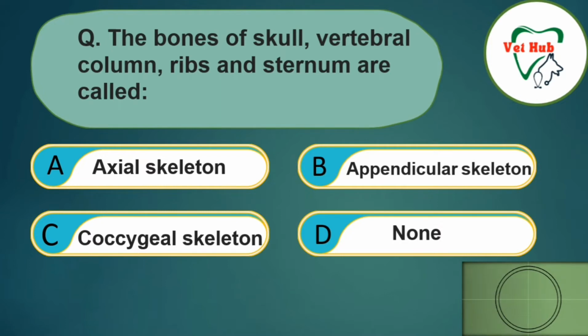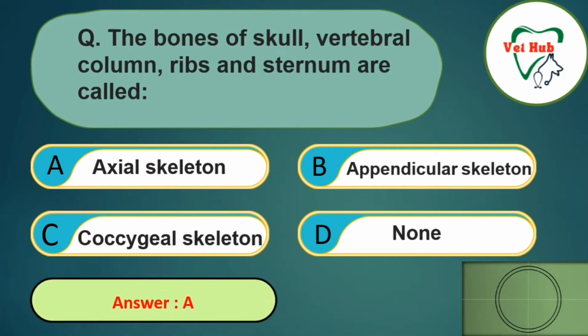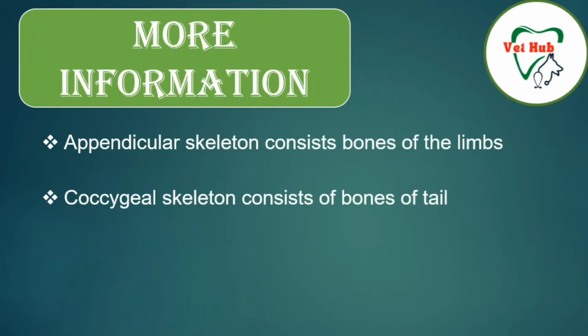And the correct answer is option A, axial skeleton. Appendicular skeleton consists of bones of the limbs, while coccygeal skeleton consists of the bones of the tail.